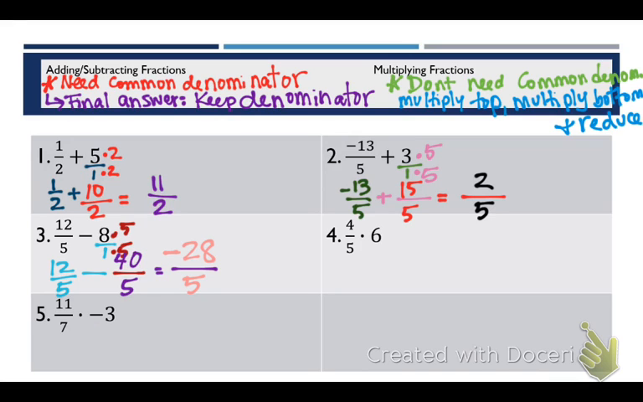All right, so we only have 2 examples of these because we did them yesterday. We have 4 over 5 times 6. What do I need to do first? Yeah, put that understood 1. Then just multiply straight across. 4 times 6 is 24. And then 5 times 1 is 5. Does this reduce? It does not.